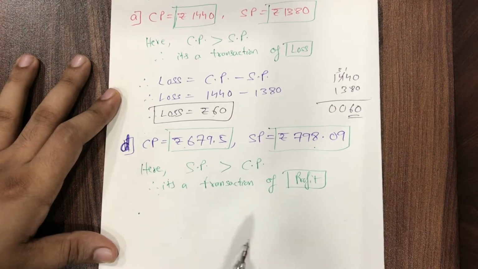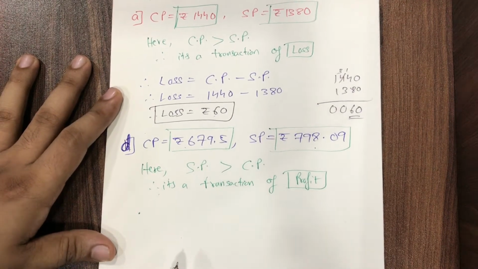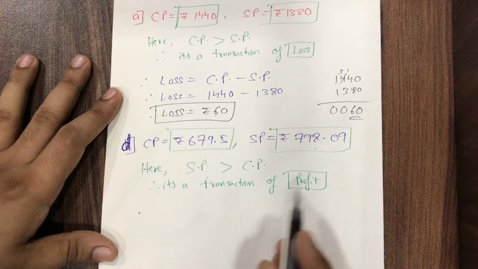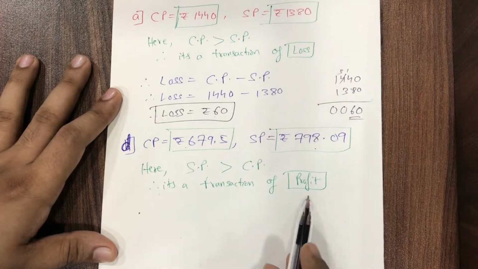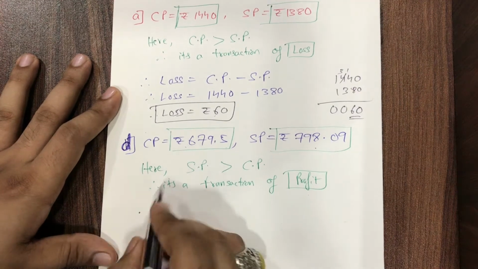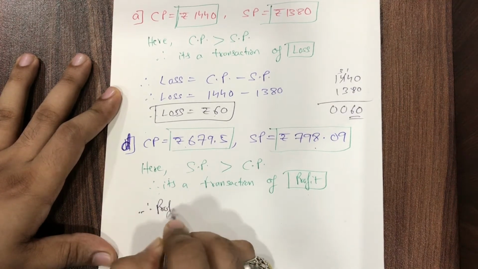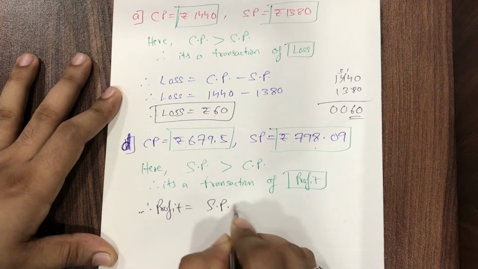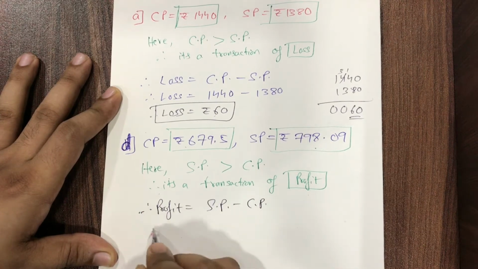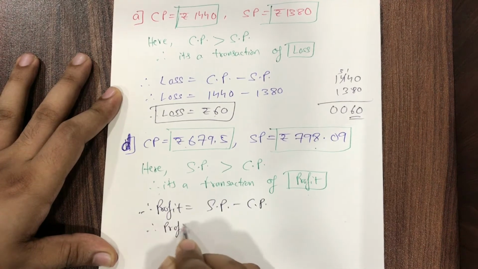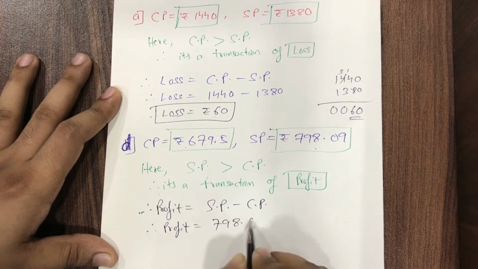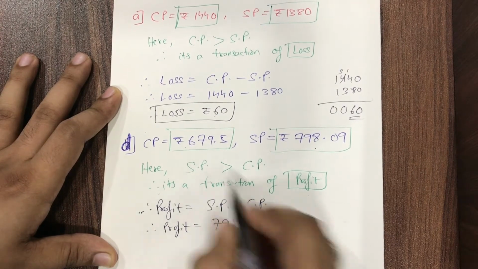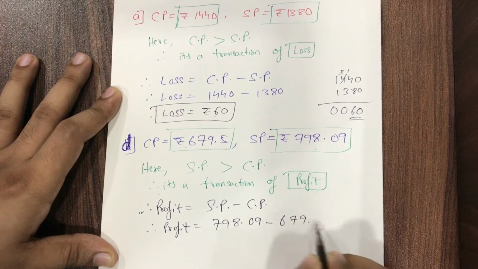So don't forget, first is just to rectify. The first step is just to know whether this is a loss or profit question. Previously it was loss, now it came to be profit. Okay, so now how to start? Therefore formula, profit is equal to selling price minus cost price. Therefore profit is equal to, what's my selling price? My selling price is 798.09 minus cost price 679.5.